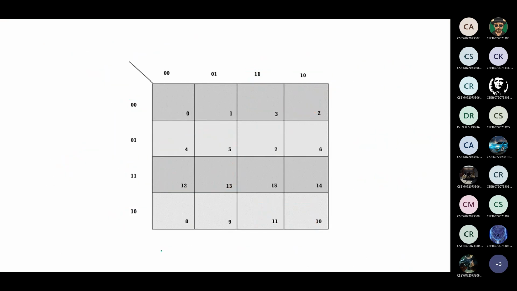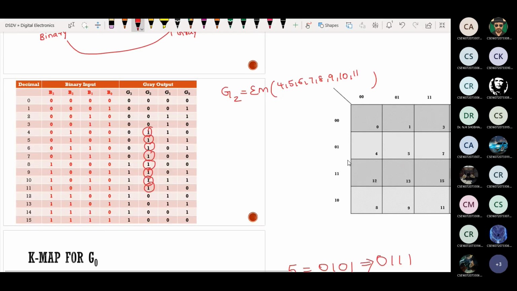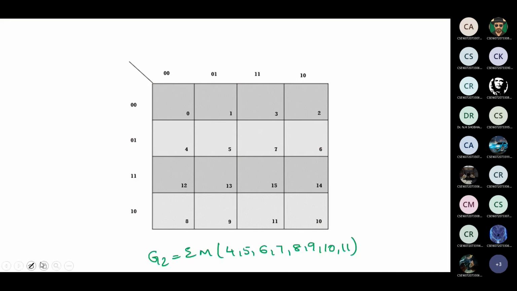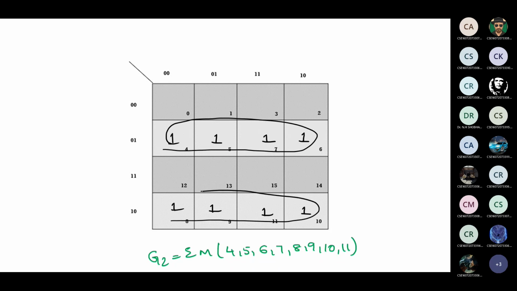So for G2, sum of minterms 4, 5, 6, 7, 8, 9, 10, 11. Tell me how many quads are possible. 4, 5, 6, 7 is one quad, sir. 8, 9, 10, 11. Correct. 2 quads are possible. This is the first one. This is the second one. Make sure that you write the variables here.